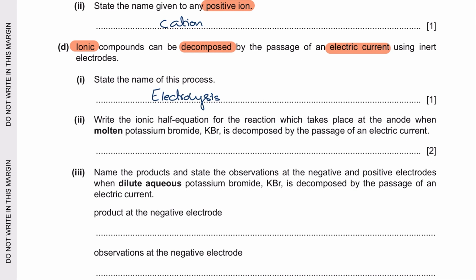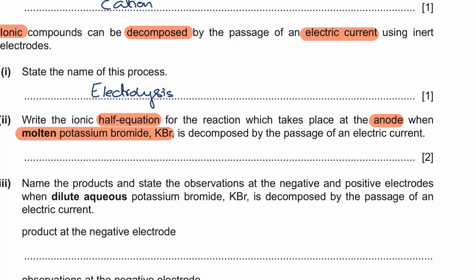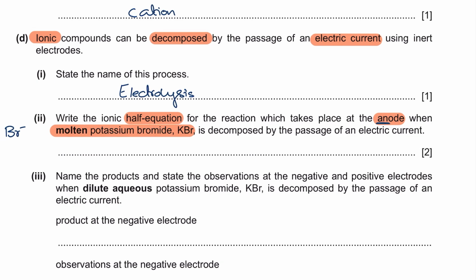Moving on to part number 2. Write the ionic half equation for the reaction which takes place at the anode when molten potassium bromide is decomposed by passage of an electrical current. As this is molten potassium bromide, the only ions present would be potassium ion and the bromide ion. And as they're asking for the half equation at anode, an anion would be attracted because anode is a positive electrode.